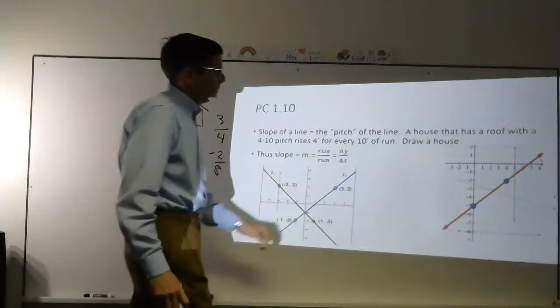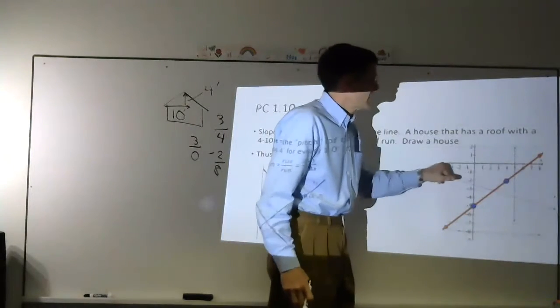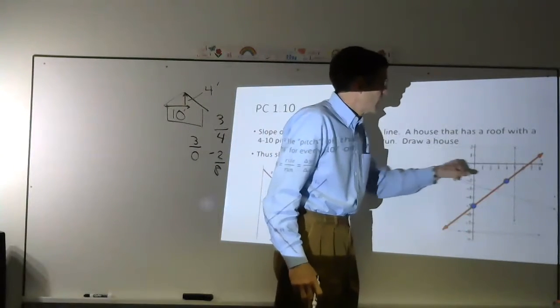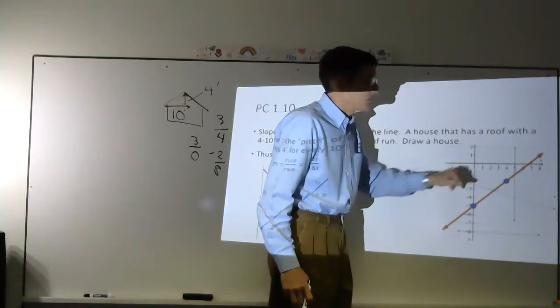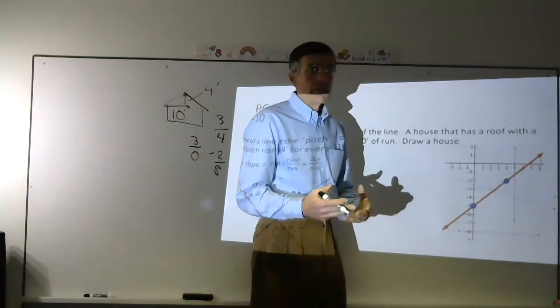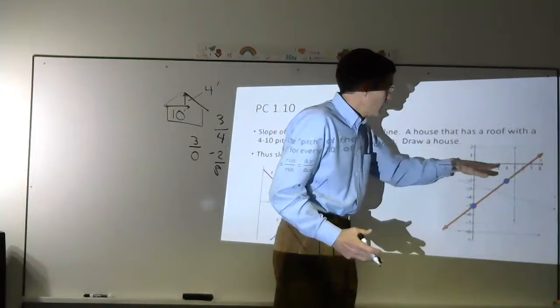Okay? How about a horizontal line, like the x-axis? Horizontal line, we could say I'm going to go from here to here, count 3 as the run, but there's no rise. It's strictly horizontal.